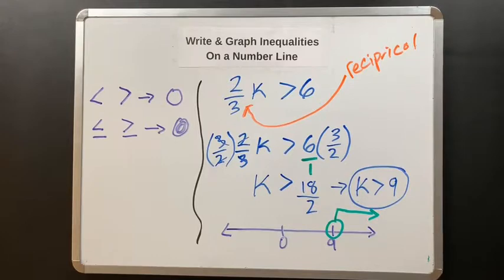Okay? So we've solved it. We've graphed it. And then I think that's acceptable. All values of k greater than 9.